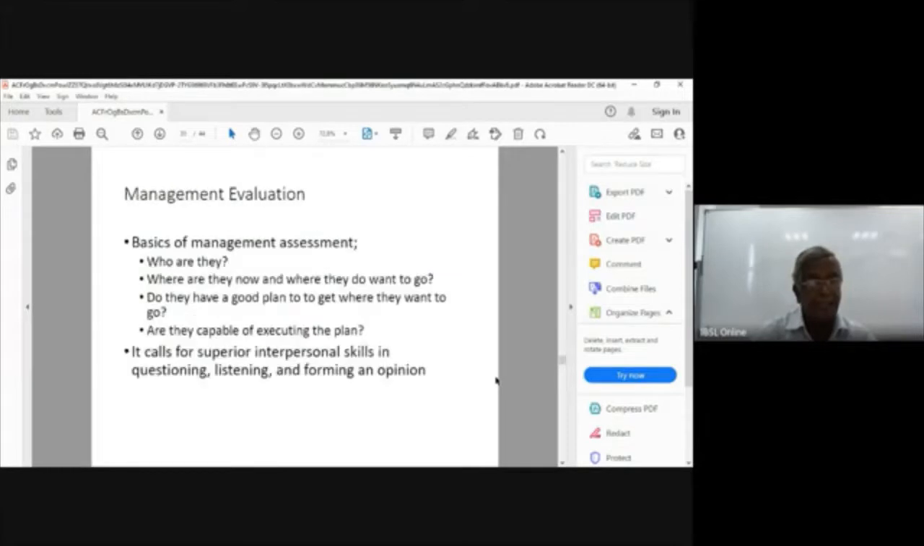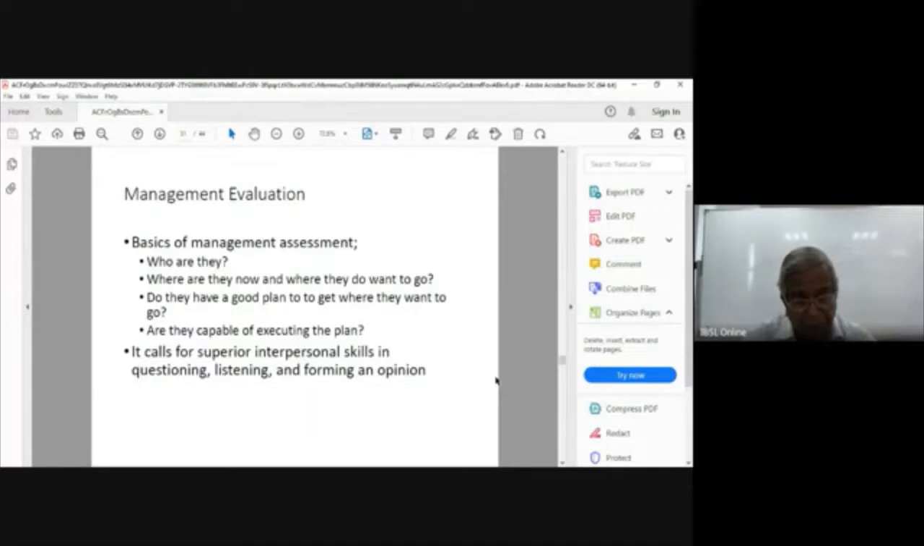Now the next pillar, management evaluation. This is very, very important because the management is handling all the business activities. So management evaluation is very, very important. Basics of management assessment: Who are they? Where are they now? And where do they want to go? Do they have a good plan to get where they want to go? Are they capable of executing the plan? These are the questions you must find answers to.